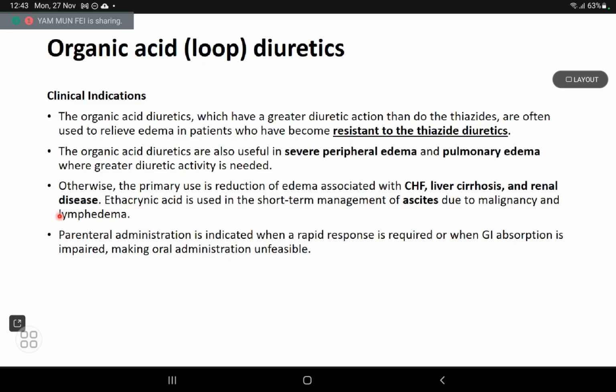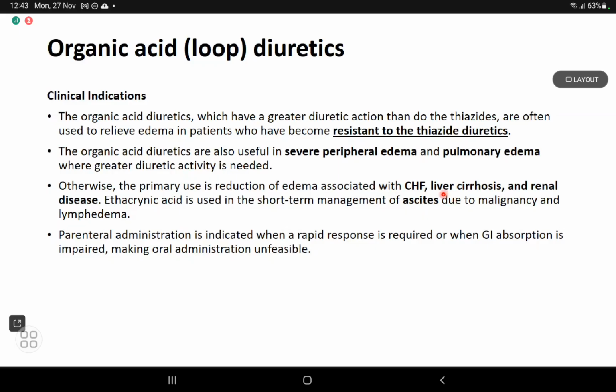Lymphedema means that your lymph has edema, and then it causes the ascites. Normally the malignancy referred to is liver cancer. So one of the most obvious signs and symptoms of liver cancer when they reach the end stage is ascites, accumulation of water in the stomach.